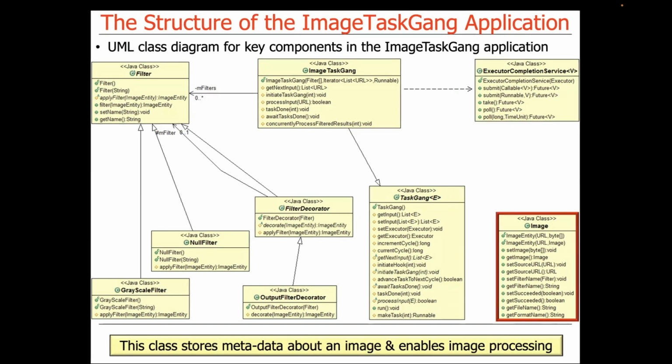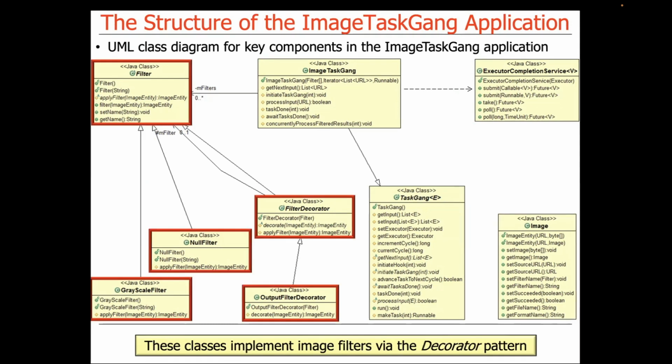of threads. There's also an Image class, which stores metadata about an image and enables image processing. We'll see how that works. Very important class for the ImageTaskGang. And then finally, we have a hierarchy of classes rooted in the Filter class, which implement image filters using the Gang of Four decorator pattern. And again, we'll talk more about these patterns in the next part of the lesson, but I just want you to see the big picture view before we start diving into details and looking at source code and so on.